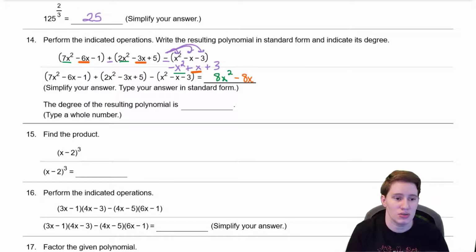And then I want to do just the numbers. So I'm going to do minus 1, plus 5, plus 3. So that's 4 plus 3 is 7. So my answer is 8x squared minus 8x plus 7. This says the degree of the resulting polynomial is. So degree is the biggest exponent we see. So this squared is the biggest exponent. So our degree is 2.